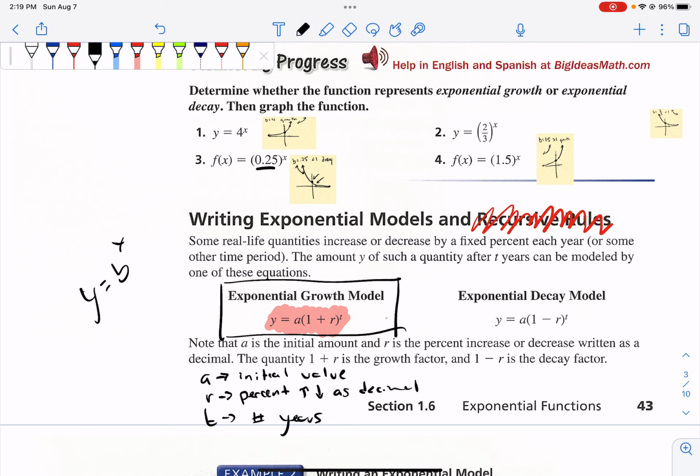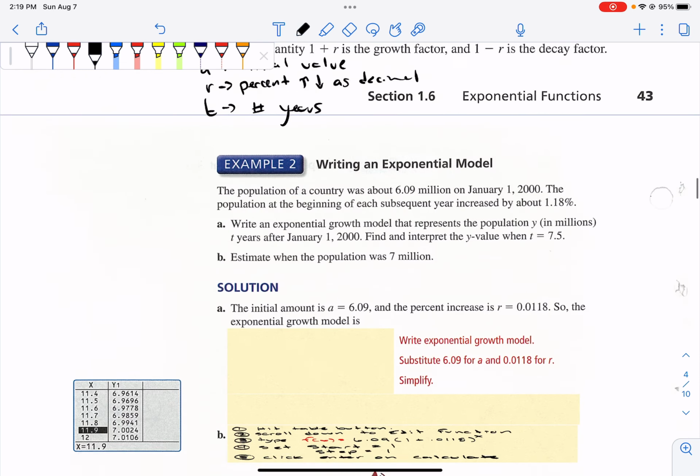The only difference with exponential decay is we're not growing every year. So instead of a plus in the middle, we're decaying, so there's a minus in the middle. So let's do a problem.